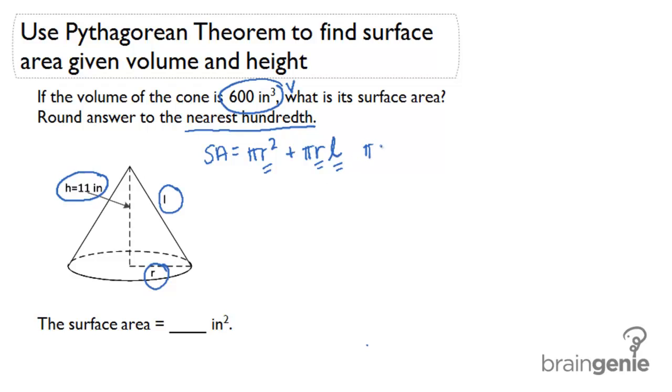We know pi is always, we use 3.14 in our calculations. So we have a lot of work to do here. We need to figure out the r and then figure out the l. So let's start with finding the r. Find r. Okay, we know the volume is 600 inches cubed.